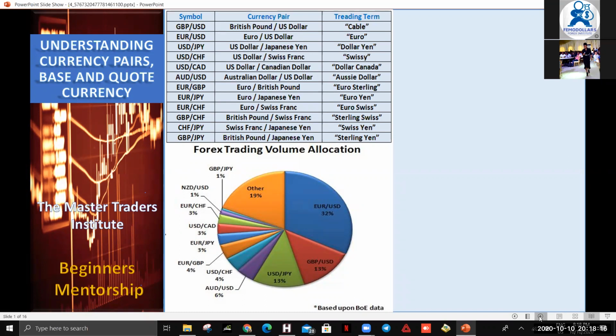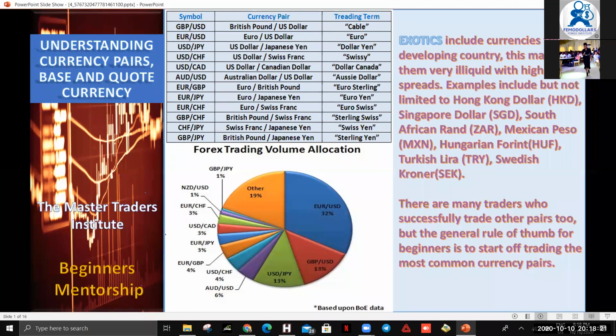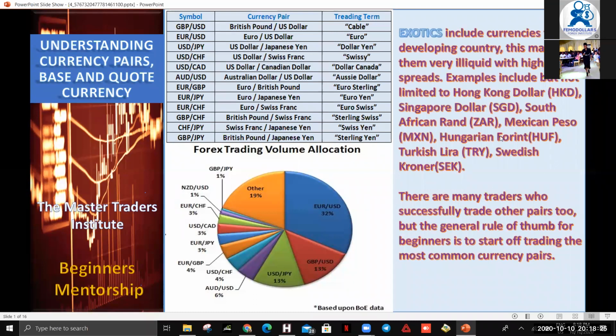Now these are exotic pairs. Exotic includes currencies from developing countries. They have very high spreads because activities don't go on there much. Their spreads are very high, like Hong Kong dollar, Singapore dollar, South African rand, Mexican pesos, and all that. Their spreads are very, very high because there's not much activity going on.